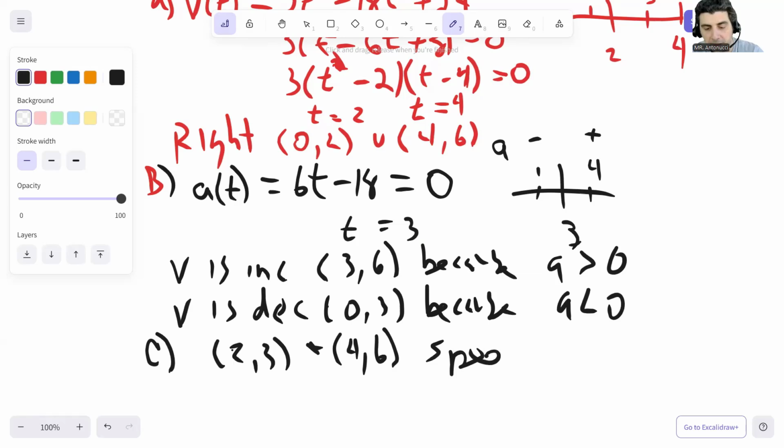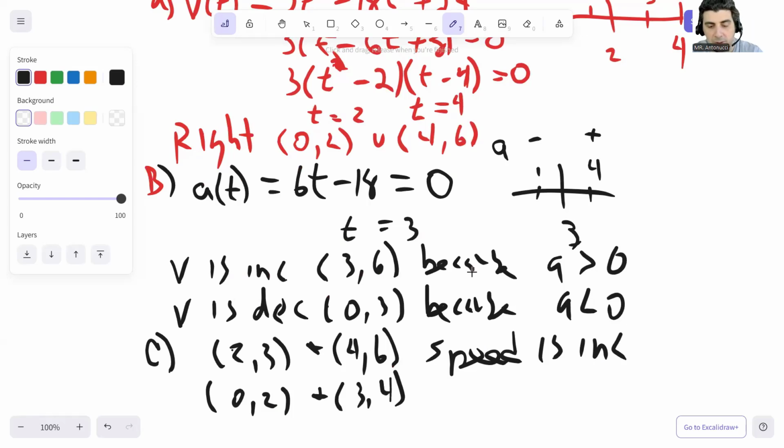speed is increasing. And on the interval 0 to 2 and 3 to 4, speed is decreasing. And to justify that, for the increasing, you would say because velocity and acceleration have the same sign on those intervals. And for the other two intervals, when the speed is decreasing, you would say because acceleration and velocity have opposite signs.